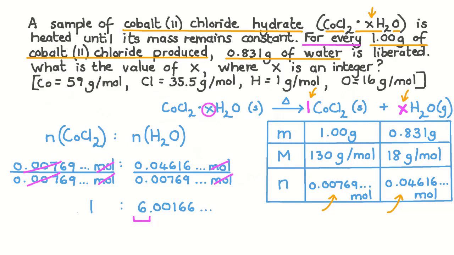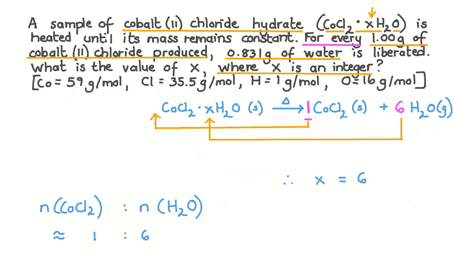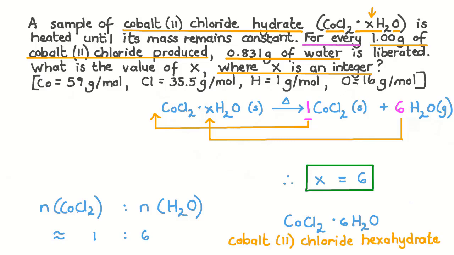Since x cannot be a fraction, we cannot have a fraction of a water molecule, and we are specifically told that x is an integer. Finally, we get an answer of 1 to 6, and this is the mole ratio of cobalt chloride to water. These values are also the coefficients in the hydrated compound formula. Therefore, the value of x is 6. And the formula of the hydrated compound is COCl2.6H2O, which is cobalt-2 chloride hexahydrate.